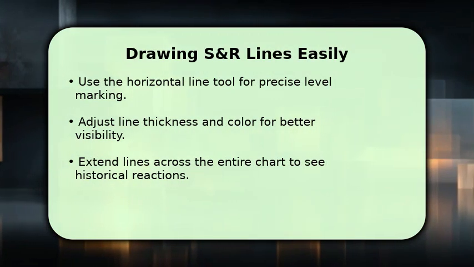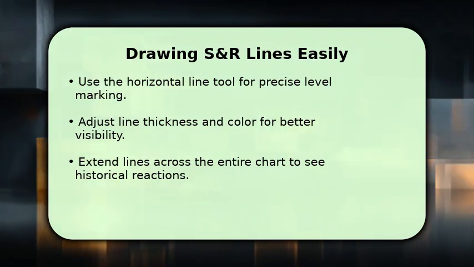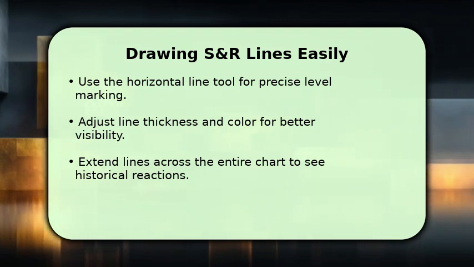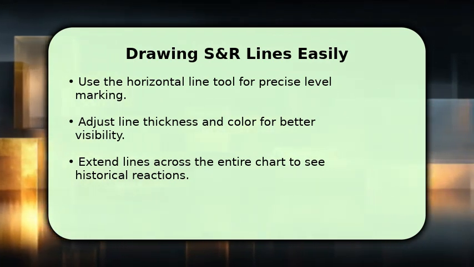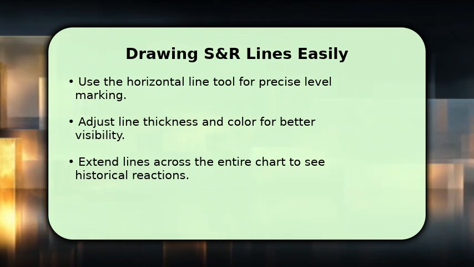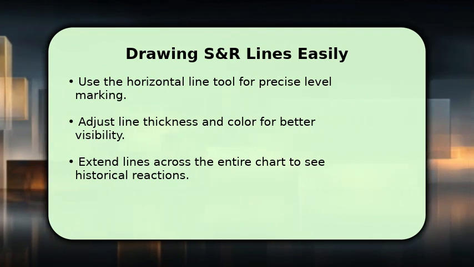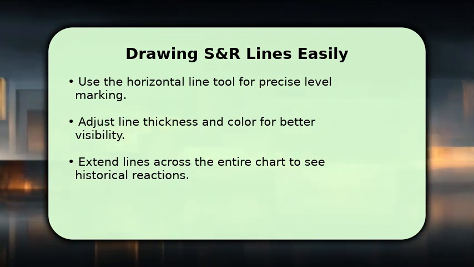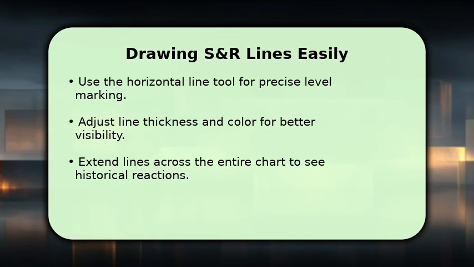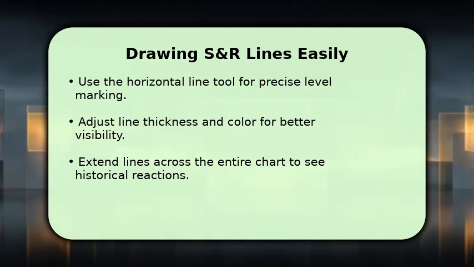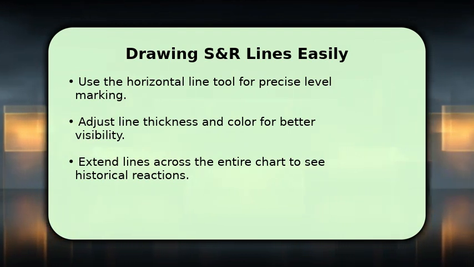Once you've identified a key level, select the horizontal line tool and click directly on the price point you wish to mark. You can easily adjust the line's position by dragging it. Customize its appearance by changing the color and thickness in the settings menu, making it stand out on your chart. Extend these lines across the entire chart to observe how price has reacted to them historically, reinforcing their validity.